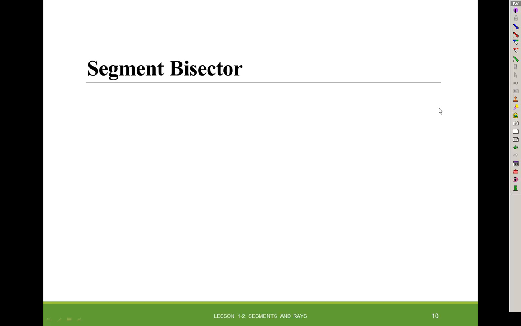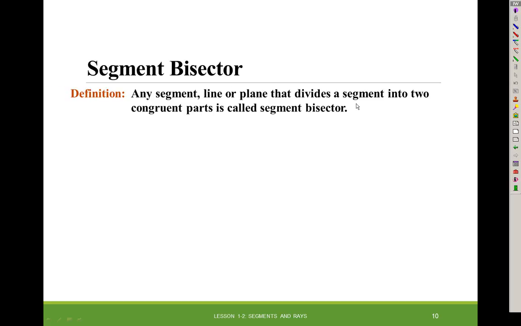A segment bisector. This is any segment, line, or plane that divides a segment into 2 congruent parts, and that's called a segment bisector. It cuts it into 2 congruent parts. The bisector does the cutting. It could be a segment, it could be a line, it could be a plane.